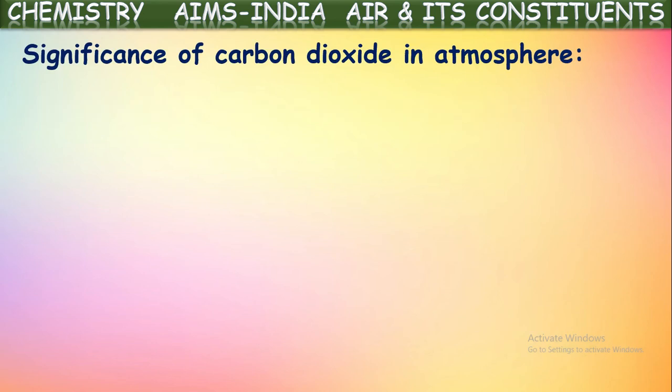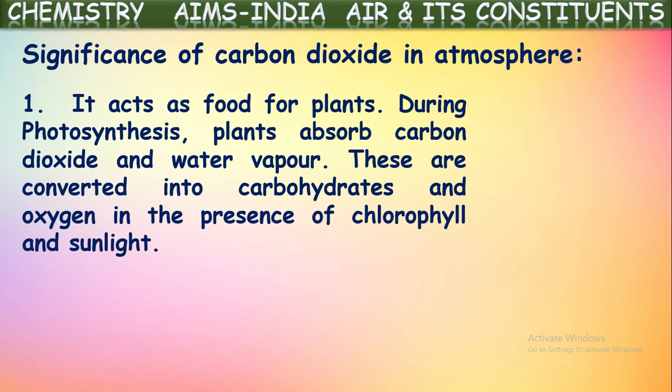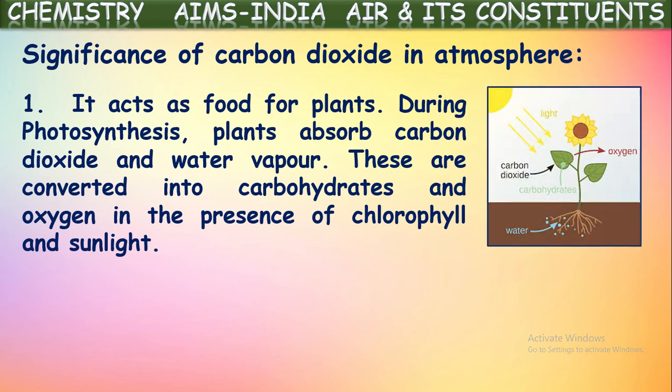What is the significance of carbon dioxide in the atmosphere? It acts as food for plants. Yes, carbon dioxide is a major source for food production in plants along with water. So during photosynthesis, plants absorb carbon dioxide and water vapor from the atmosphere. Of course, they take water through roots also. Mostly from the atmosphere, they absorb carbon dioxide through their leaves, and water is taken through their roots. These are converted into carbohydrates and oxygen in the presence of chlorophyll and sunlight. In this way, they prepare their food in the form of carbohydrates from carbon dioxide taken from the atmosphere and water absorbed through roots from the soil. In this way, carbon dioxide is the main source for food production in plants.